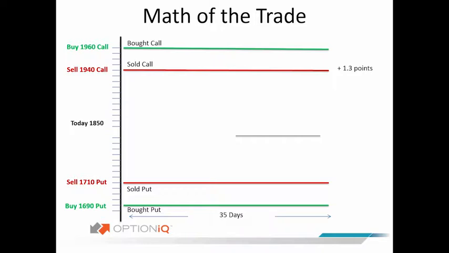Now if you remember earlier, we talked about points being worth a certain dollar value. That dollar value is $50 on the E-mini S&P future index, which we're trading. So 1.3 points times $50 would give you the dollar amount. But we're going to sell that call, and right now it's worth 1.3 points. Simultaneously, we're also going to sell this put, the 1710 put, for 4.1 points.